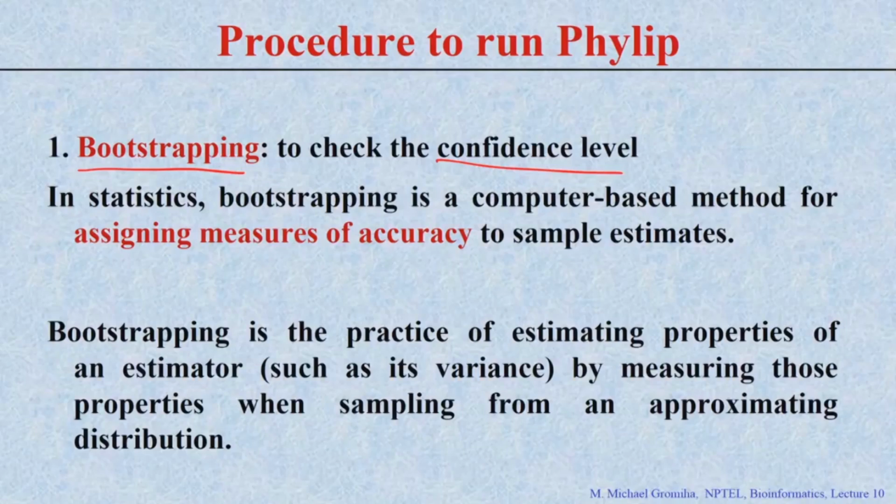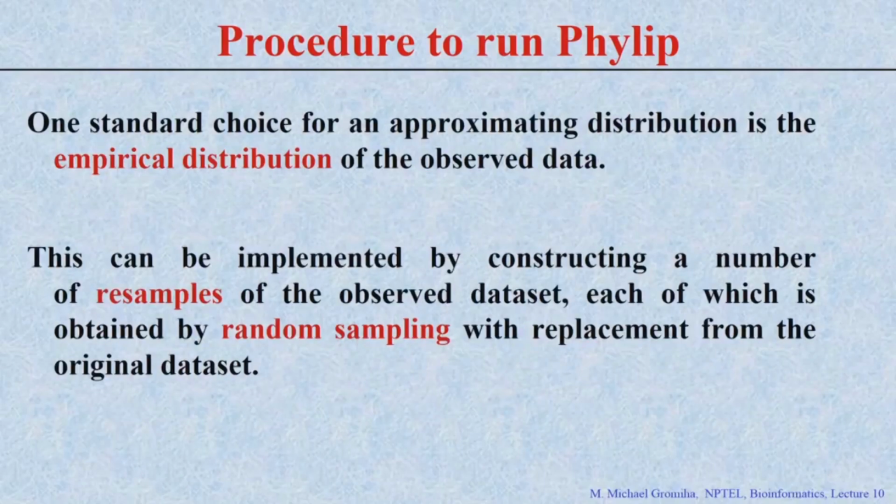So, in statistics, this is a computer based method to assess the measure of accuracy for any analysis. So, what to do? This is the practice of estimating the properties of an estimator, such as its variance and so on, from the sampling of independent data, right. You can have several independent data sets, and from the sampling you see whether your data is significant or not. How to do this? You use various empirical distributions.